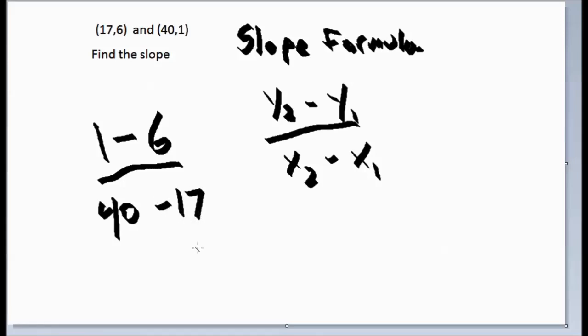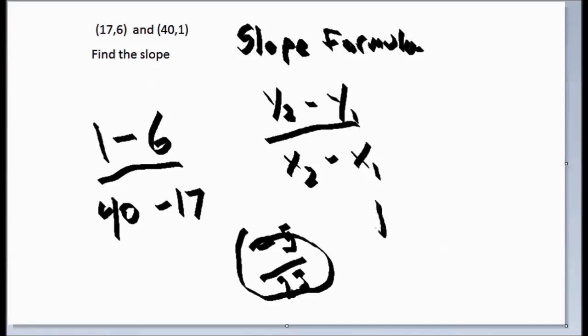Okay, do a little bit of math here. For the top, we're going to have 1 minus 6, which is negative 5. And then on the bottom, 40 minus 17, which is 23. So this is your slope right here. So we would say m equals negative 5 divided by 23. Sorry for the mess there.